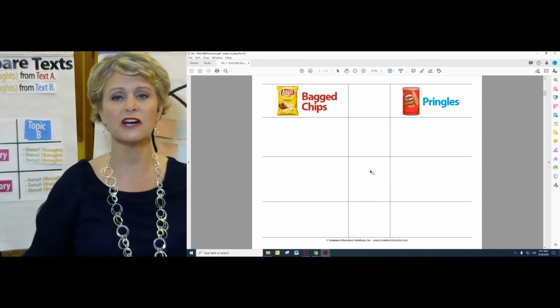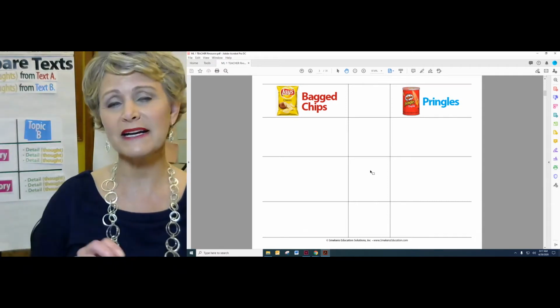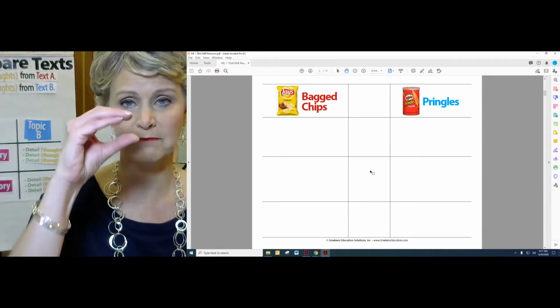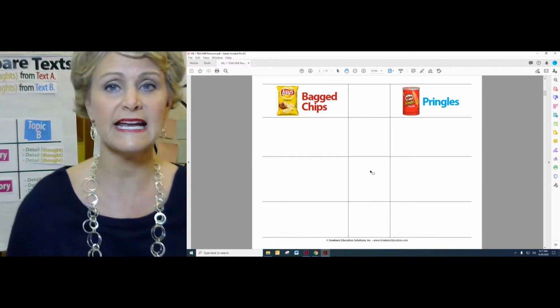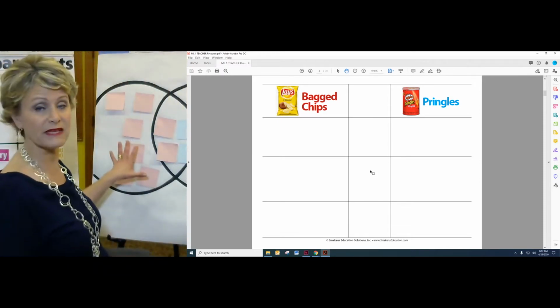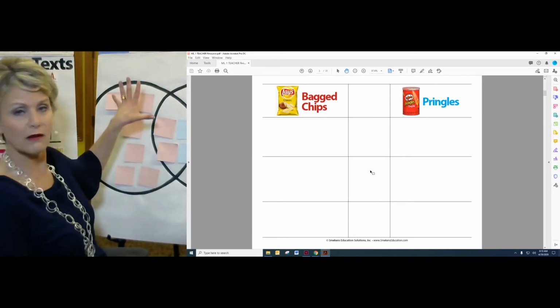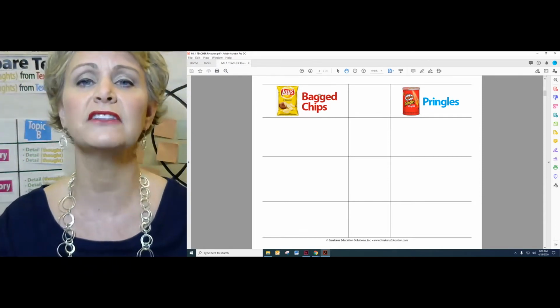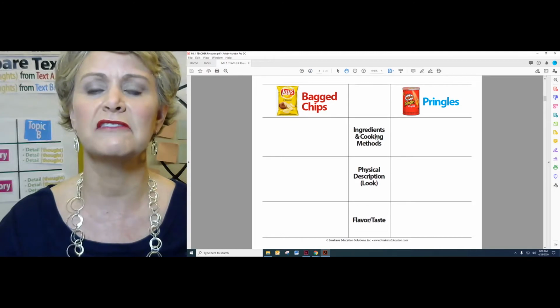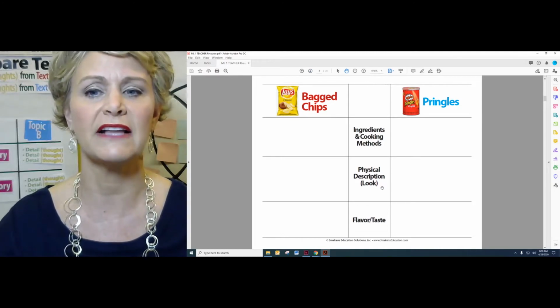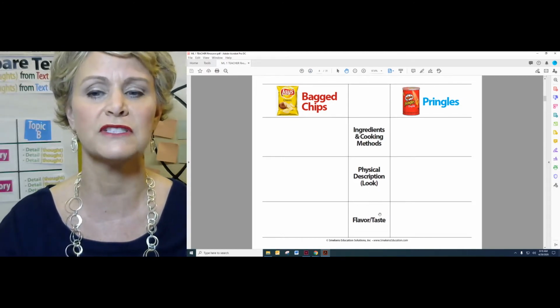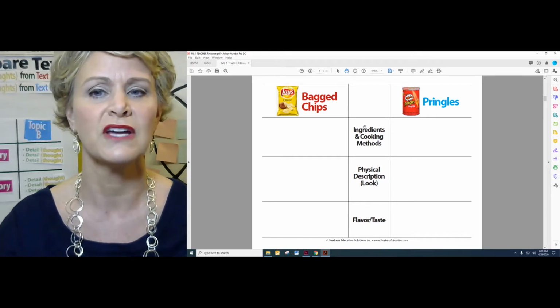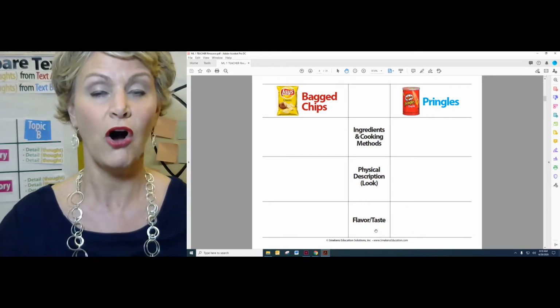Okay, so using the T chart you see there on your screen, now I want to think about my categories or my groupings, right? Boom, how am I going to put these details together? That's what was missing from this. There's no categories. It's just thrown up there, all right? Haphazard, helter-skelter. So if I look at the categories of ingredients and cooking, if I look at the categories of physical description, flavor, and taste, this is how I want to collect all of my details.